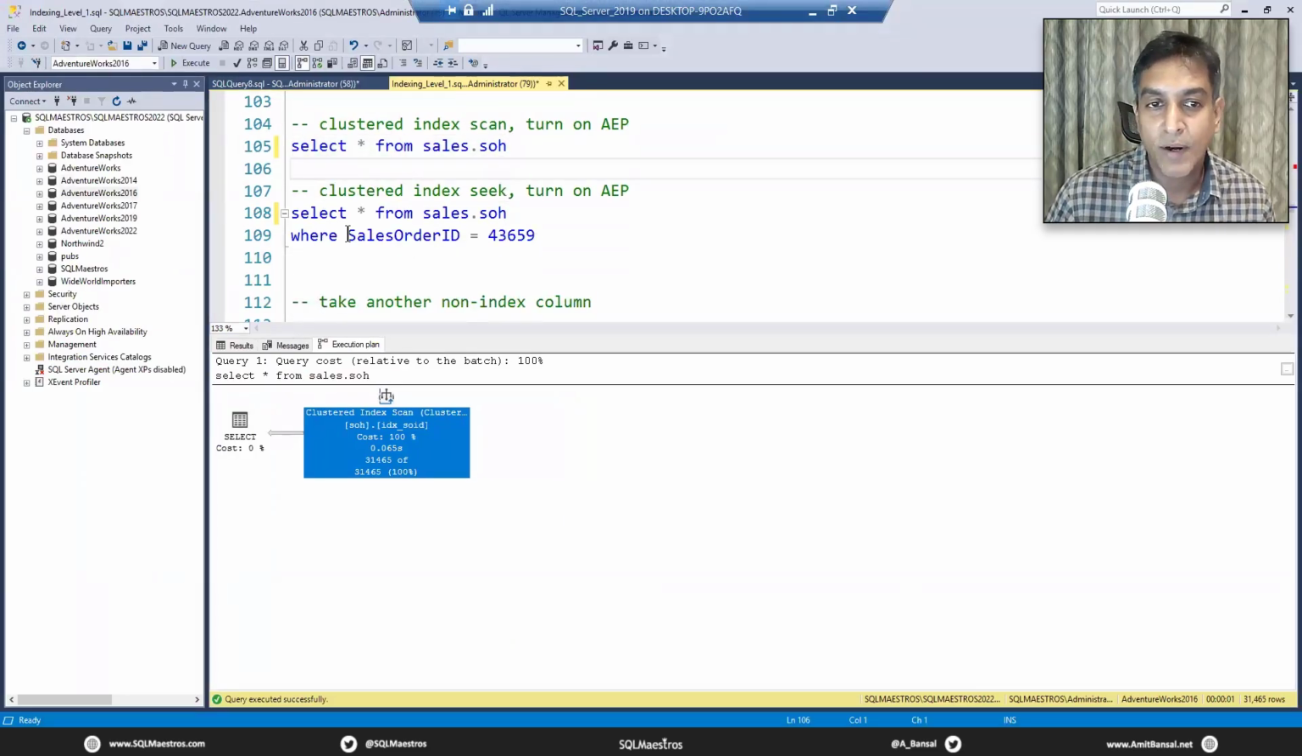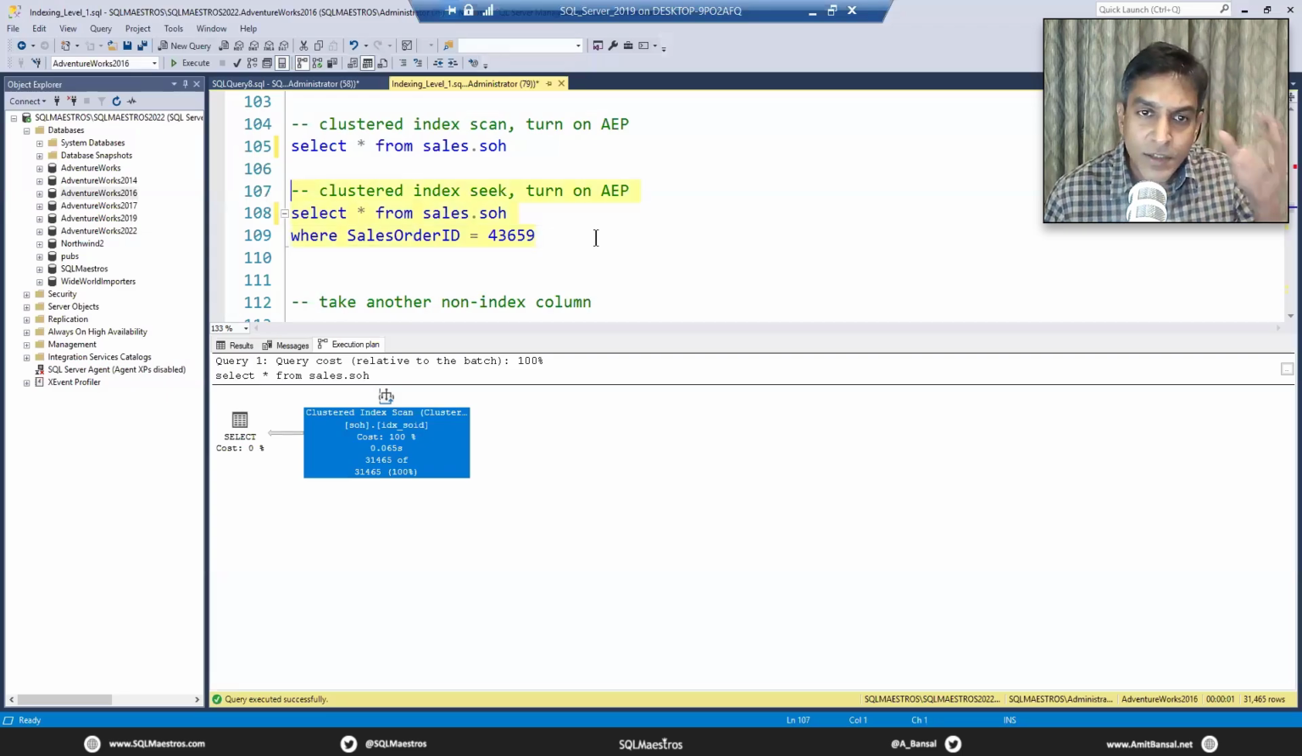Now, look at this one. We say select star from the sales order table where sales order ID is equal to 43659. Now, this is a clustered index seek. This is where you are using the clustered index now, I mean, at least the seeking capability. Let me run the first one once more.